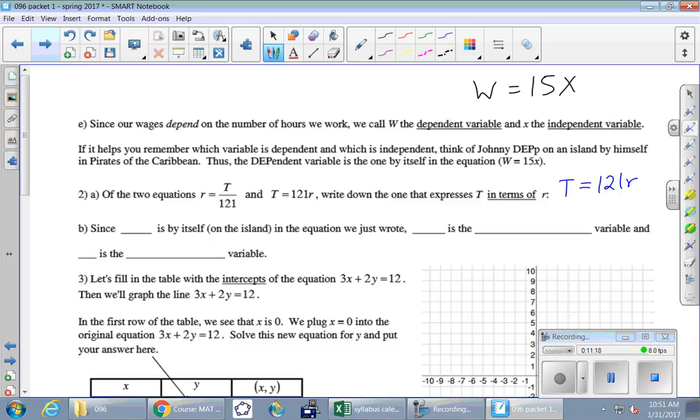Great. Let's fill in the blanks in part B based on this blue equation we've just written here. Which letter is by itself in this blue equation? T is by itself, imagine it on the island. In the equation we just wrote, that same T is which variable? The dependent variable, by itself. And therefore the other one must be the independent variable. So R is the independent variable.